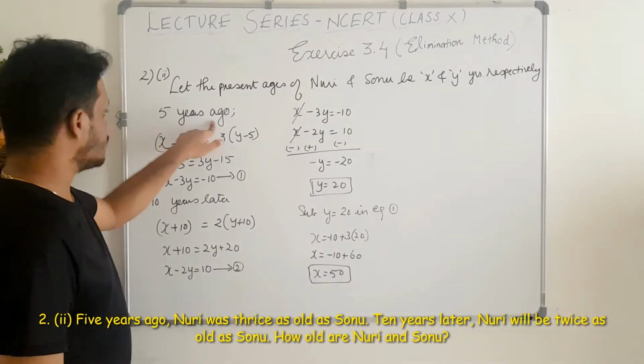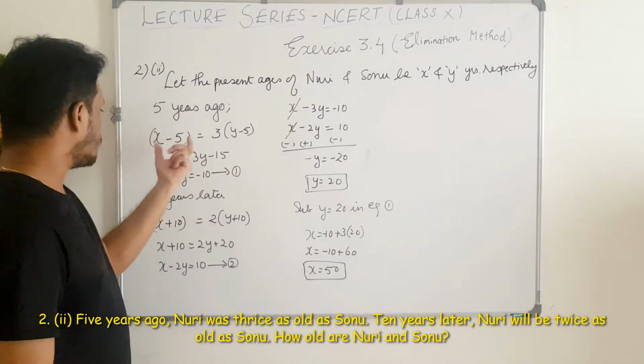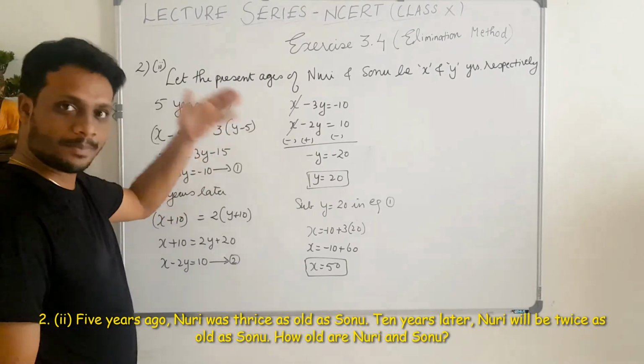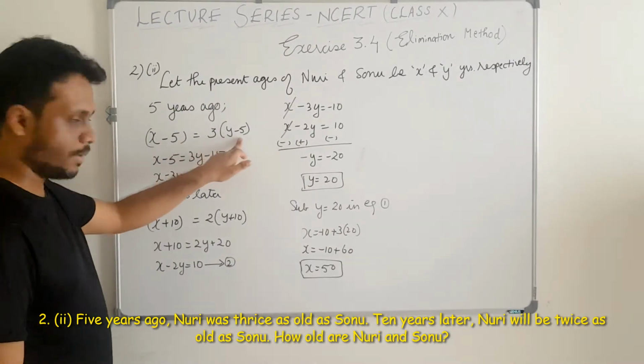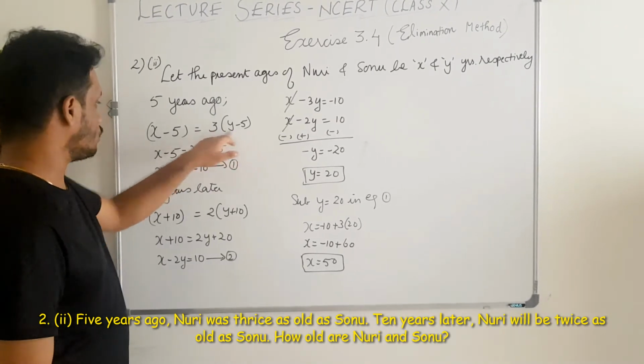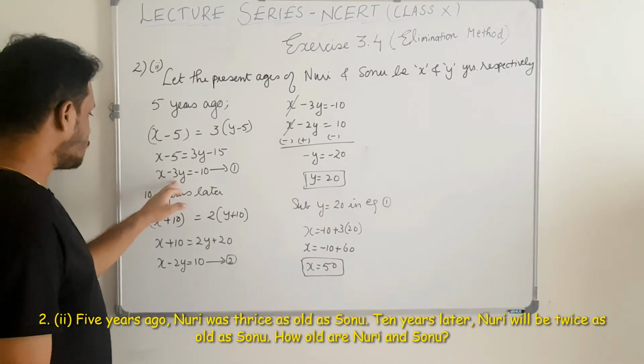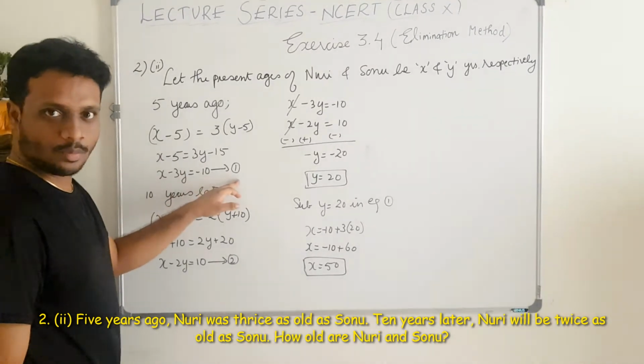So it says 5 years ago. When I say 5 years ago, I have taken the present age as x and y, so I subtract 5 from both of them because it happened 5 years ago. So x minus 5, y minus 5. It says Nuri's age is 3 times that of Sonu's age. So this value is equal to 3 times this value. When I simplify this, I get x minus 3y is equal to minus 10, which is my equation 1.